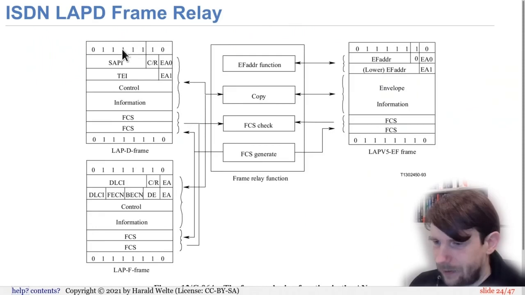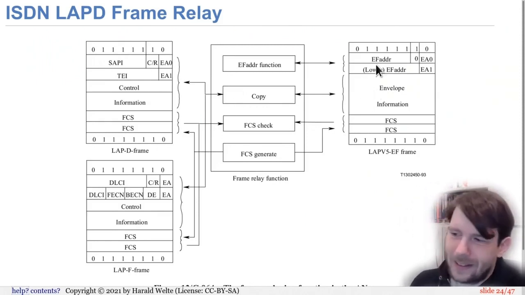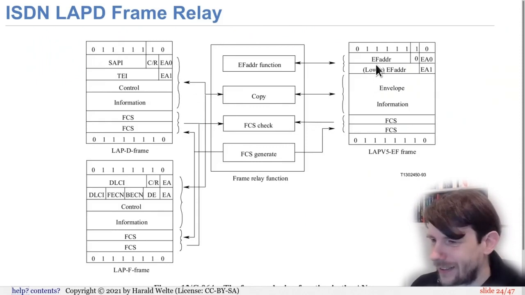And then we strip the HDLC flag octet that starts the message. We take the header and the information field, copy that, and generate a new frame, a so-called LAPV5-EF frame of the envelope function, which contains the entire header and everything that the user sent, except the checksum, the frame check sequence, and the flag octets. So all the payload of the message, including the headers, gets copied, and we add another header on top. It's like IP encapsulation, if you want to think in that way.